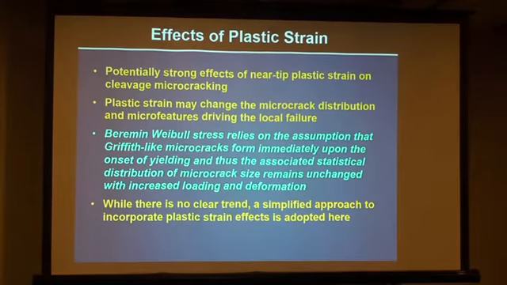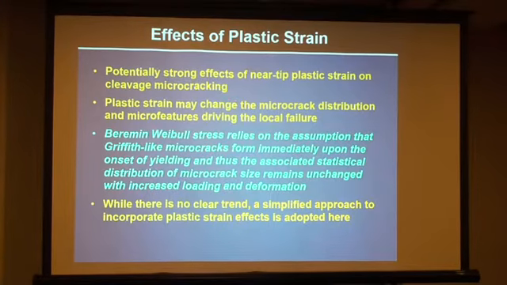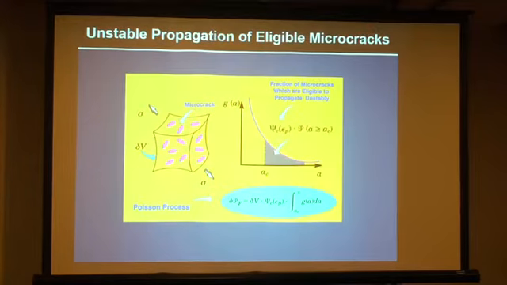One of the drawbacks of the Beremin model is that the Beremin Weibull stress relies on the assumption that the microcracks, nucleated from the carbides, form when yielding takes place. So the statistical distribution of microcracks remains unchanged with increasing load and deformation. So we want to, in a very simple way, incorporate the effects of plastic strain while at the same time keeping the general character of the Weibull stress. And that's what we did.